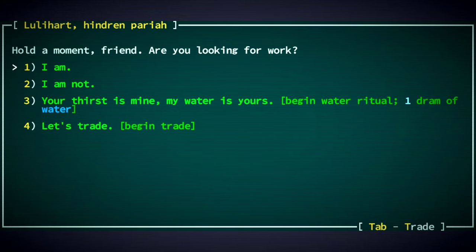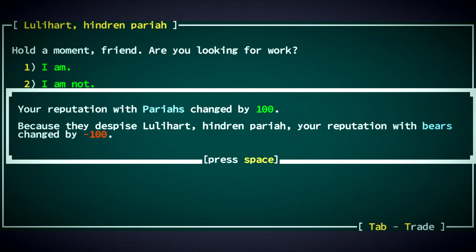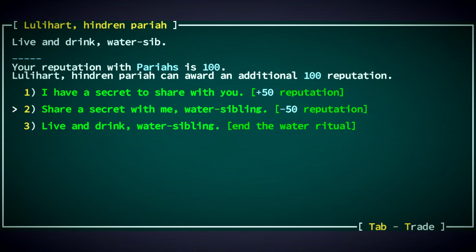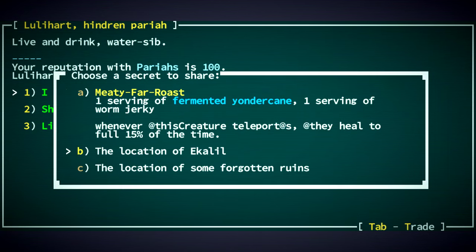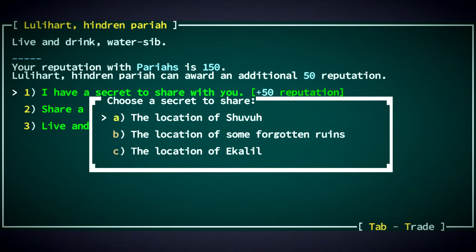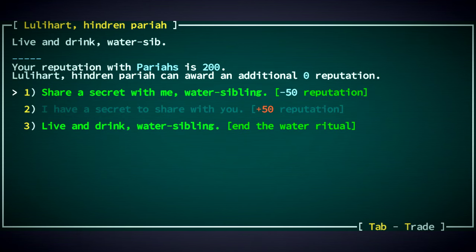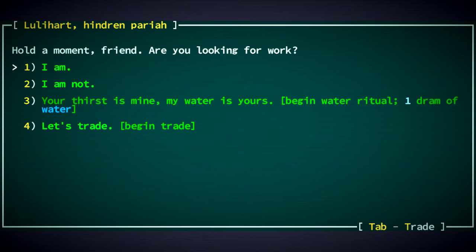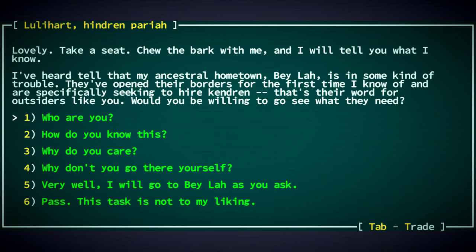Lulahart, the Hindrin Pariah. Are we looking for work? Well, let's do the water ritual with him. Bears like us less now. We can share a secret with you. We'll give you this recipe that we have, and you can give us more reputation. Here's some forgotten ruins. Great. Live and drink. So this is an interesting quest line. I think this is an optional quest, and it can be very difficult, but I don't think there's any penalty for not doing it, so we'll just say we are.